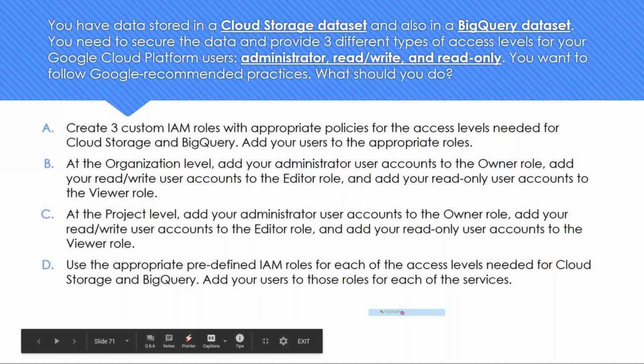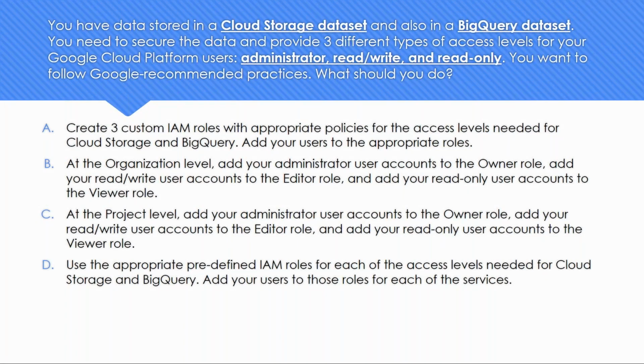Now let's look into the options, folks. And it's really a confusing question. Yes, Vijay got it correctly. So it's really a confusing question, and there are two possible answers, but the tiebreaker is a concept which we learned in our last week class. Option A: create 3 custom roles: administrator, read write, read only, for the access needed for storage and BigQuery, and add users to the appropriate roles.